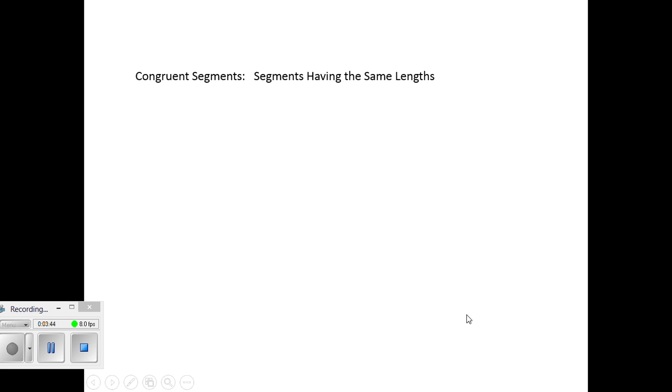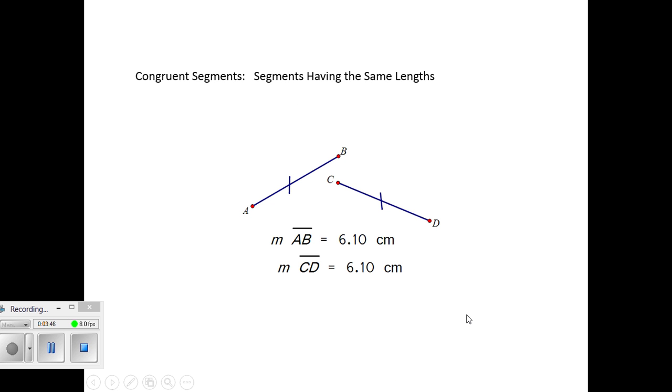Okay, let's move on. Now we're talking about segments which are congruent. Now, these segments have simply been sketched on Sketchpad, and just by their appearance, we know that they're congruent because of the little hash marks here. So the little hash marks here are implying that the segments are congruent. This reads, the measure of the segment AB is 6.1 centimeters. The measure of the segment CD is 6.1.